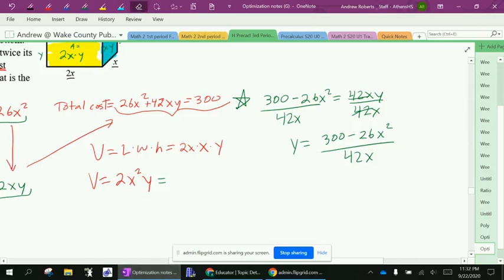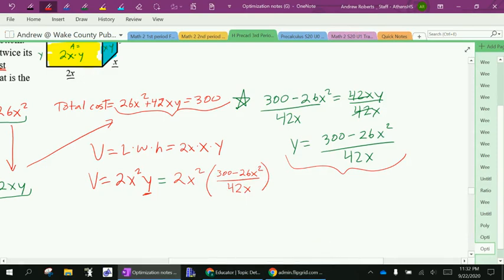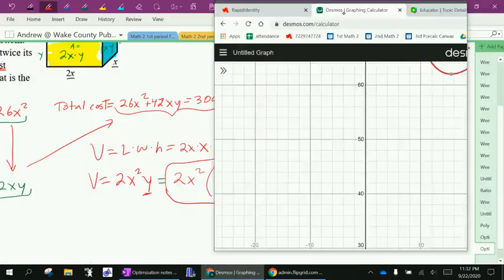So after we have this value, we can replace it in this equation, and this is going to become 2x squared times (300 minus 26x squared) divided by 42x. Okay, so I could simplify. I don't need to. I could just graph it. If you need the calculus, simplify all you want to, but right now, let's just graph. So go to Desmos.